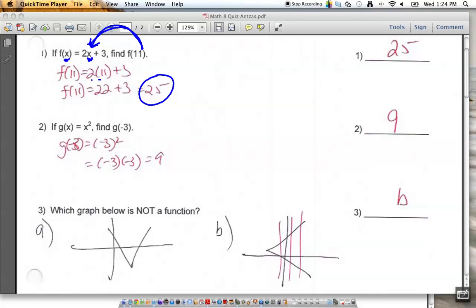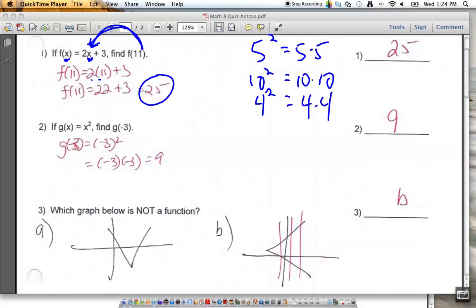Now the next one, I changed the name of the function. I call it g. If g of x is x squared, what does it mean to square something? What does 5 squared mean? Not multiply by 2, multiply by itself. So if I say 5 squared, that means 5 times 5. If I say 10 squared, what does that mean? 10 times 10. If I say 4 squared, what's that? Well, now I'm plugging in a -3 for the input, so that means -3 times -3.